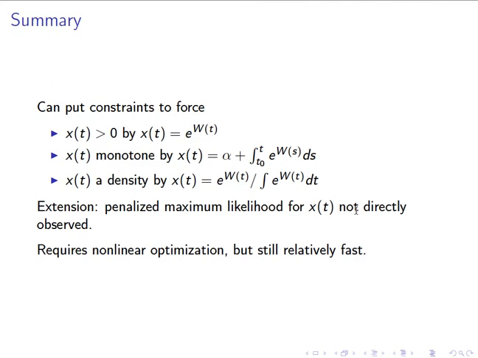So here is the summary of the estimation for the constrained functions. The idea is very simple. Instead of estimating x(t), we will estimate a transformation of x(t). If you want x(t) to be always positive, you will write x(t) as the exponential of a function w(t). If you want x(t) to be a monotone increasing function, you want to make sure the derivative of x(t) is always positive. In that case, you will write x(t) equal to alpha plus the integral of e^{w(s)}. And if you want to estimate a density function x(t), the integral has to be equal to 1. In that case, you will express x(t) as e^{w(t)} over the integral of e^{w(t)} dt.